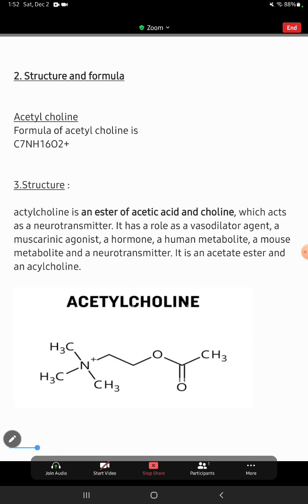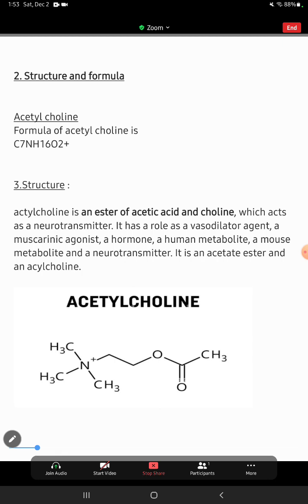Here is the second topic, structure and formula of acetylcholine. The formula of acetylcholine is here, C7NH16O2 plus. Then the structure, and here is your structure. Here the acetylcholine structure is in front of you.